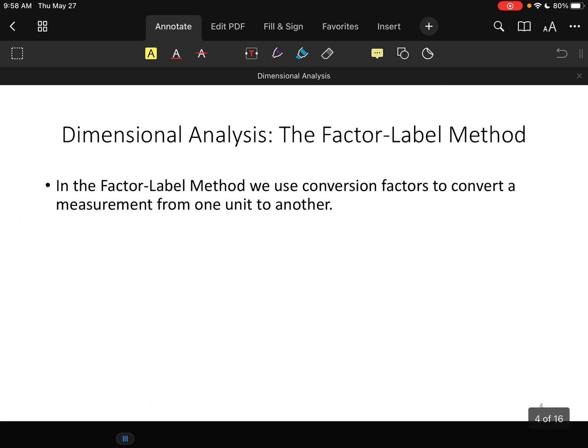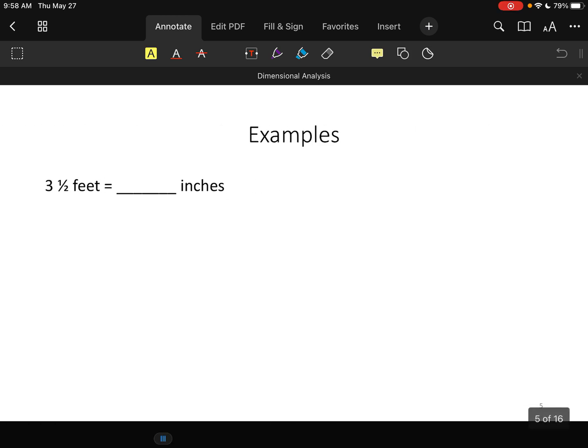Now the way the textbook presents this, they call it the factor label method. Basically what you want to do is lay down your units as factors and then make sure you're canceling out the right units. So just don't multiply the numbers. Make sure that you're putting the units in the right place. And we'll start with this first simple example.